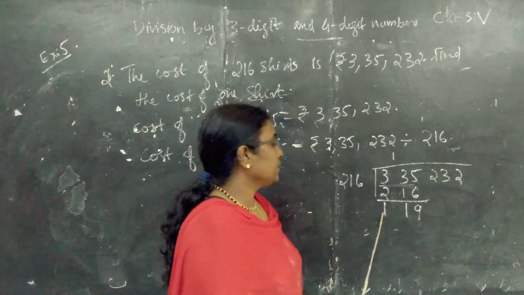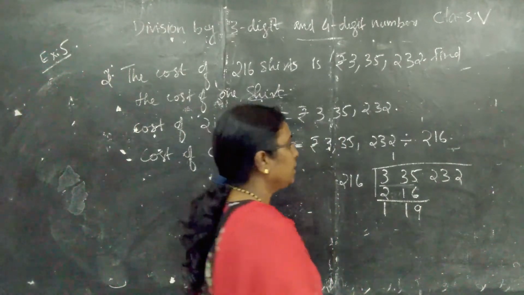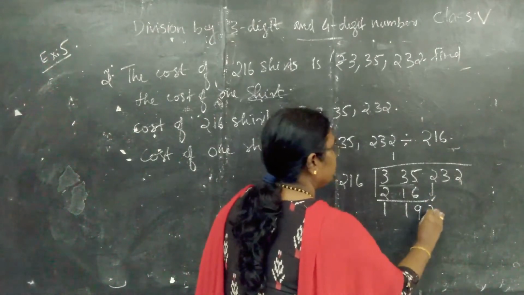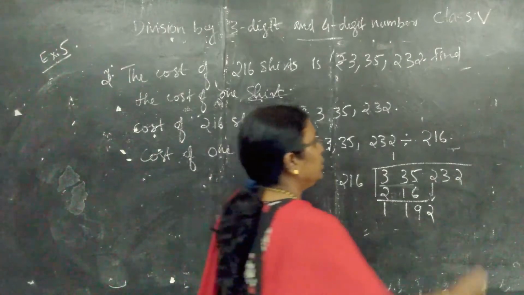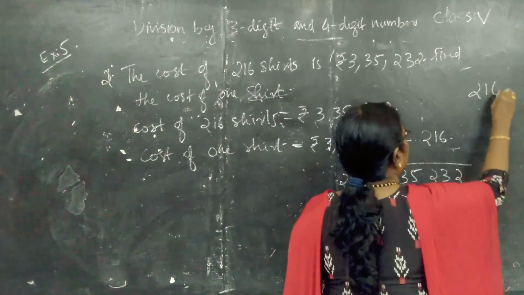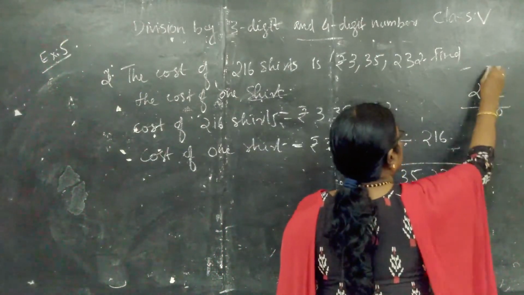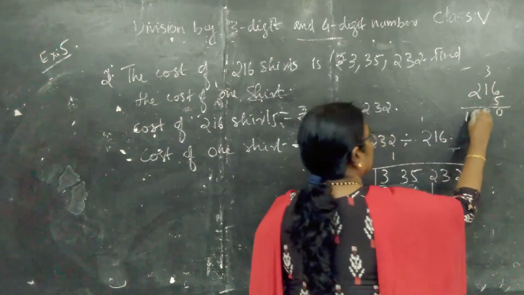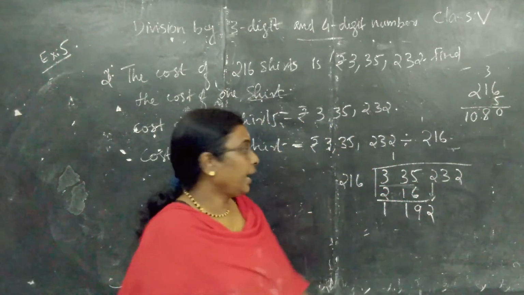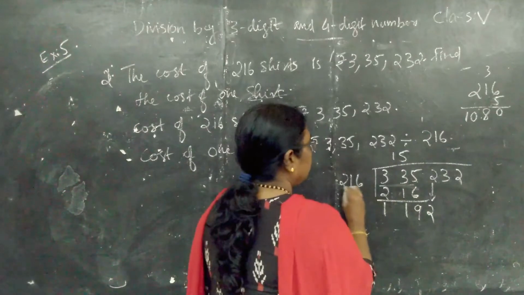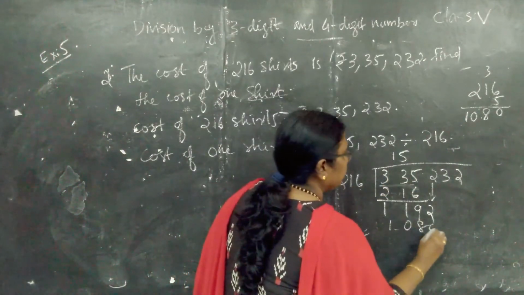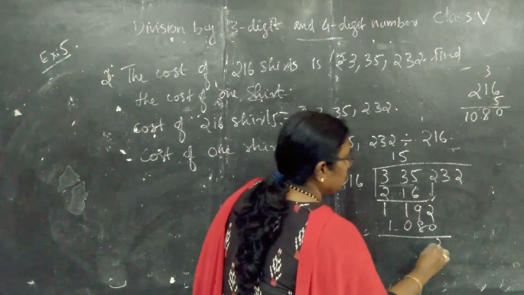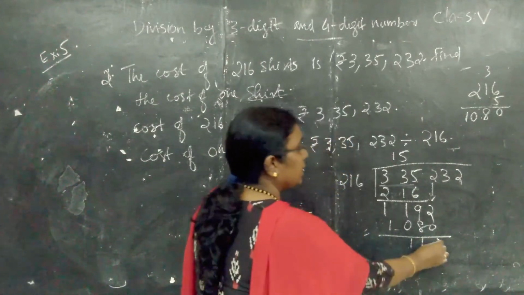The remainder is 119. Then write down these 2. Now it becomes 1192. 216 into 5, 5 is 1080. 5 times. 216 in this number is 5 times. 1080. Then subtract. We get 112.